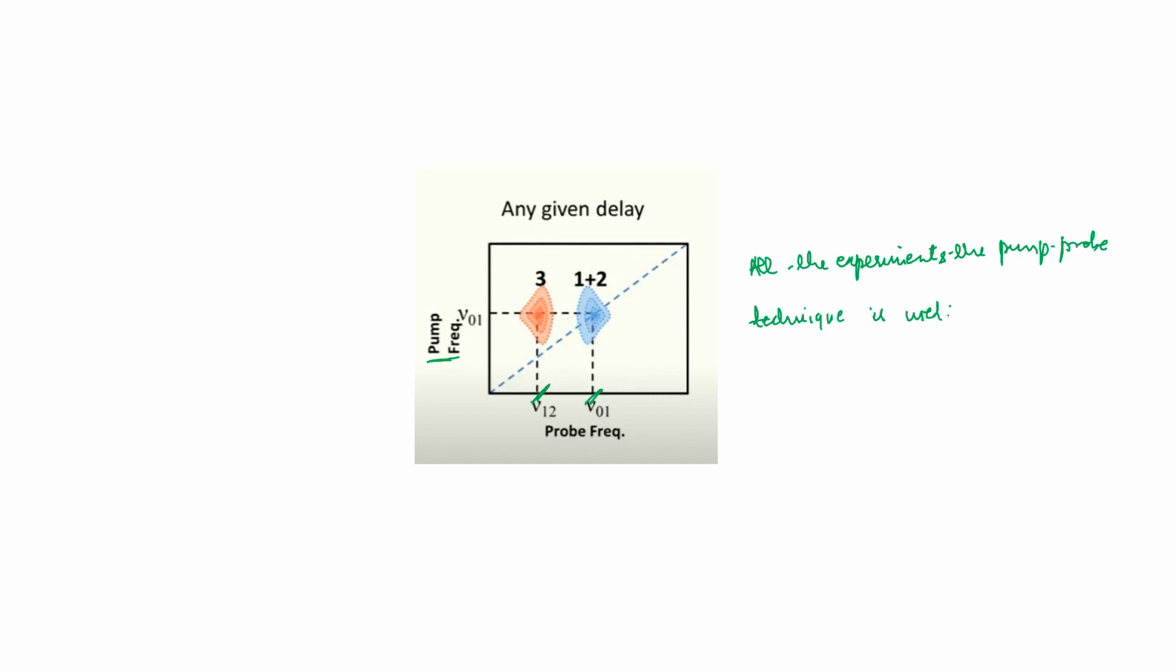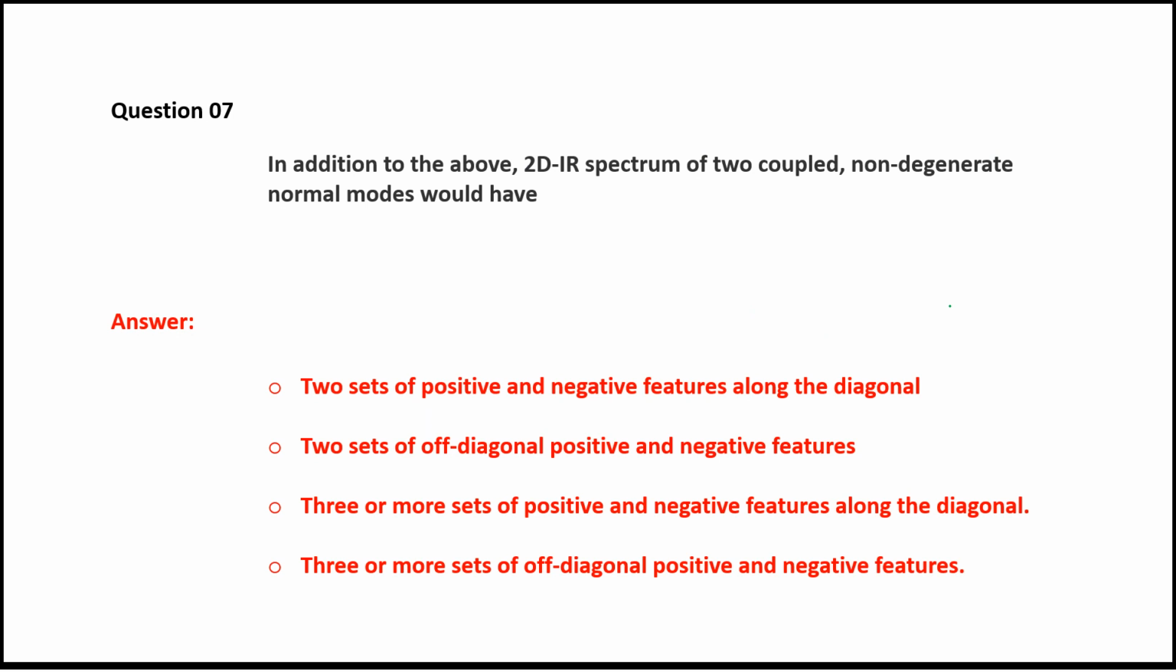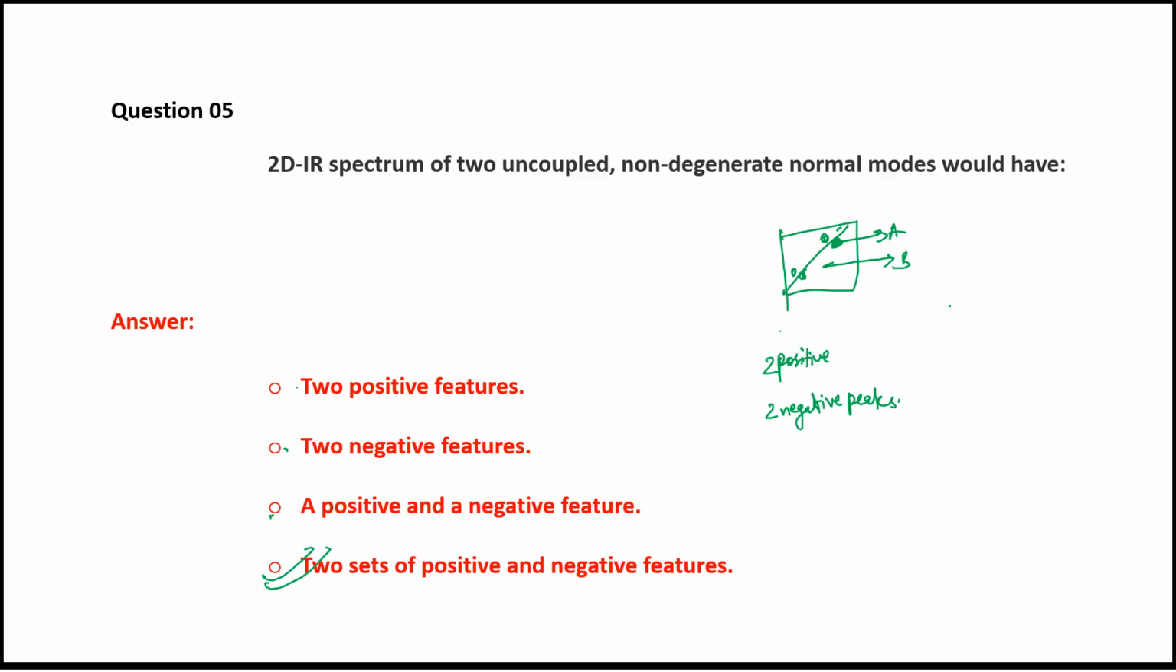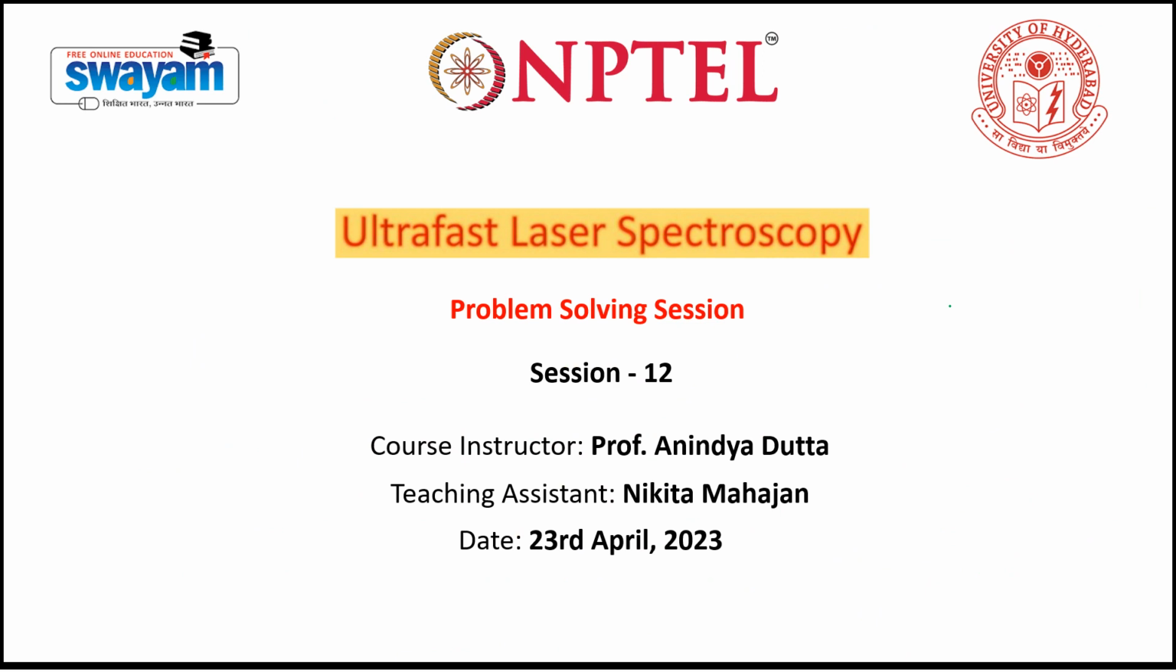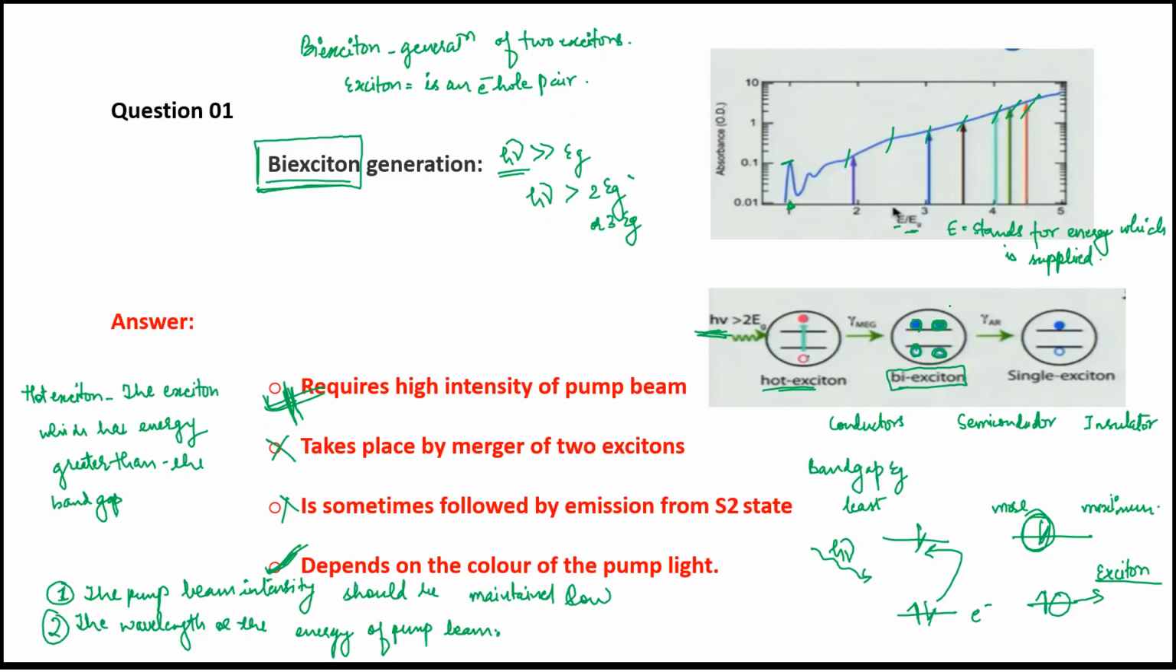Okay. Now we'll go on to the next question. Question number 7. So far, whatever we have discussed in the questions, the first one was bi-exciton generation. Bi-exciton generation refers to when two excitons are generated from a single photon. The process is quite simple. The only condition necessary is that the beam should be of high energy. It should possess energy h nu greater than 2 times the band gap or 3 times the band gap. This leads to the formation of a hot exciton, which then excites another electron and forms a bi-exciton.